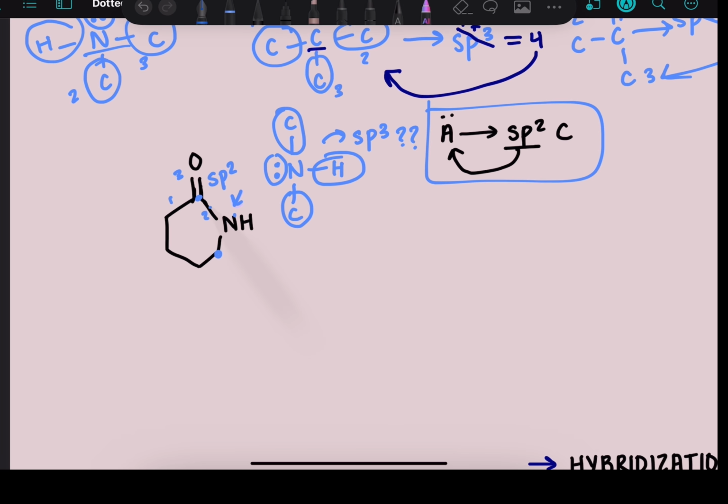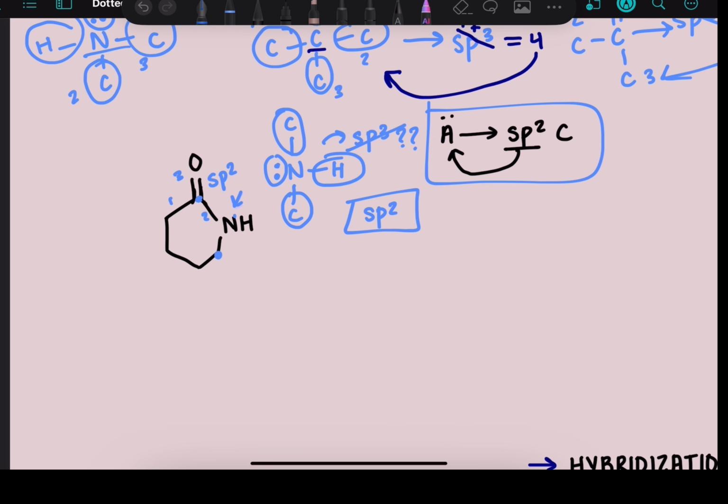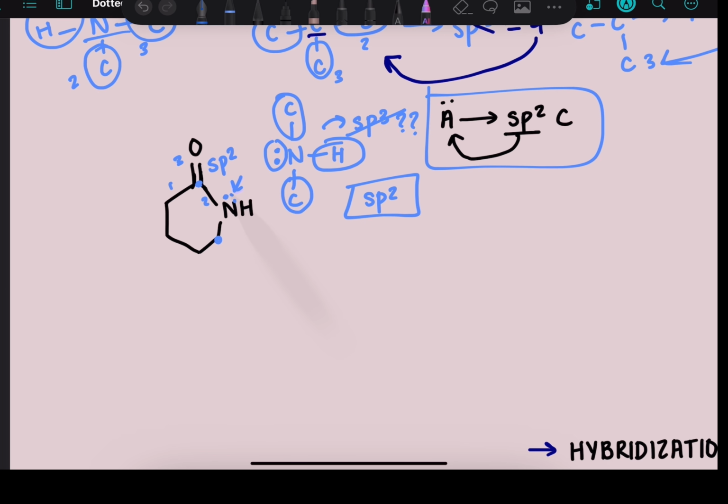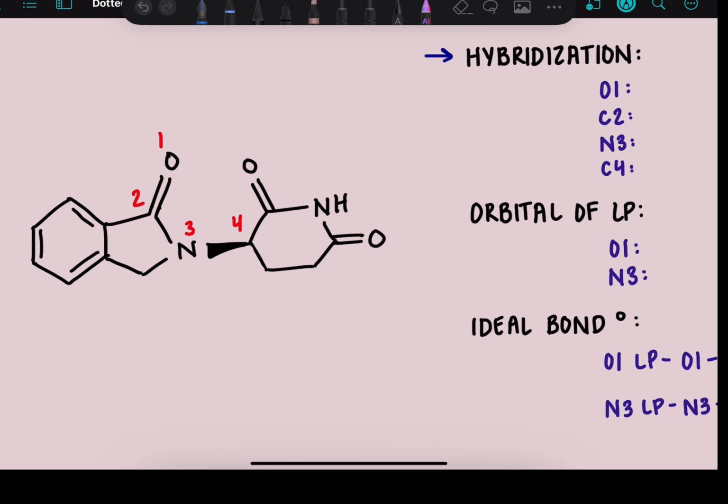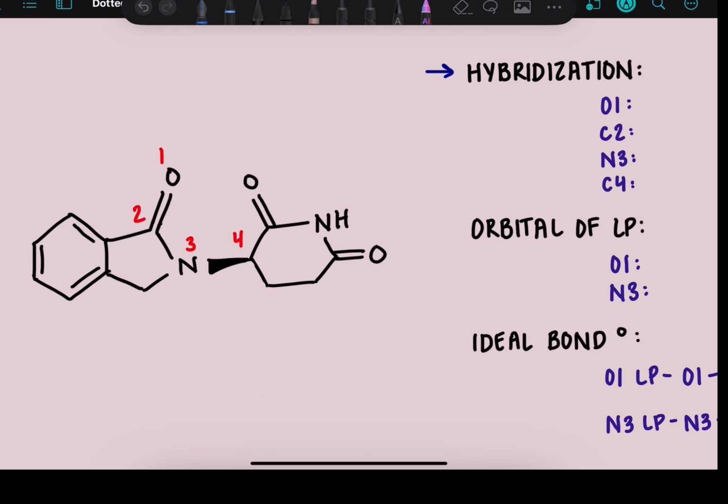Because this nitrogen is bonded to an sp2 carbon, this nitrogen will also become sp2 hybridized. Okay? So again, if this atom with a lone pair is bonded to an sp2 carbon, it will also become an sp2 atom. Okay? Let's look at a more extensive example of this.